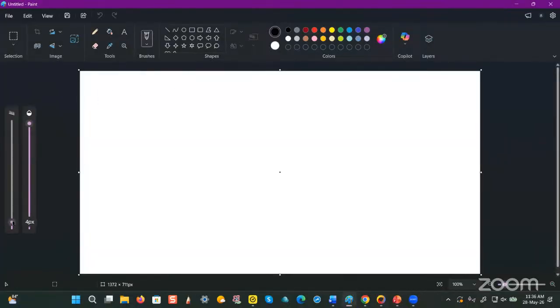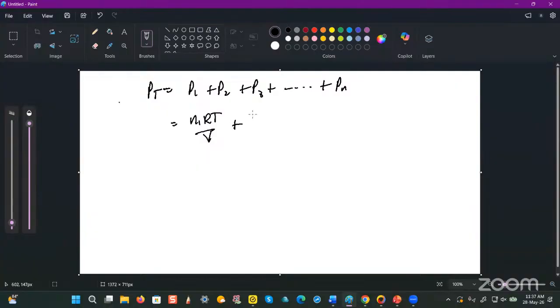So as I said before, PT is equal to P1 plus P2 plus P3 plus and so on to Pn. So therefore, for each of these, I'm going to put N1 RT over V for P1, and then for P2, N2 RT over V, and then for P3, N3 RT over V, plus and so on until you get to the nth gas, so N RT over V, right?